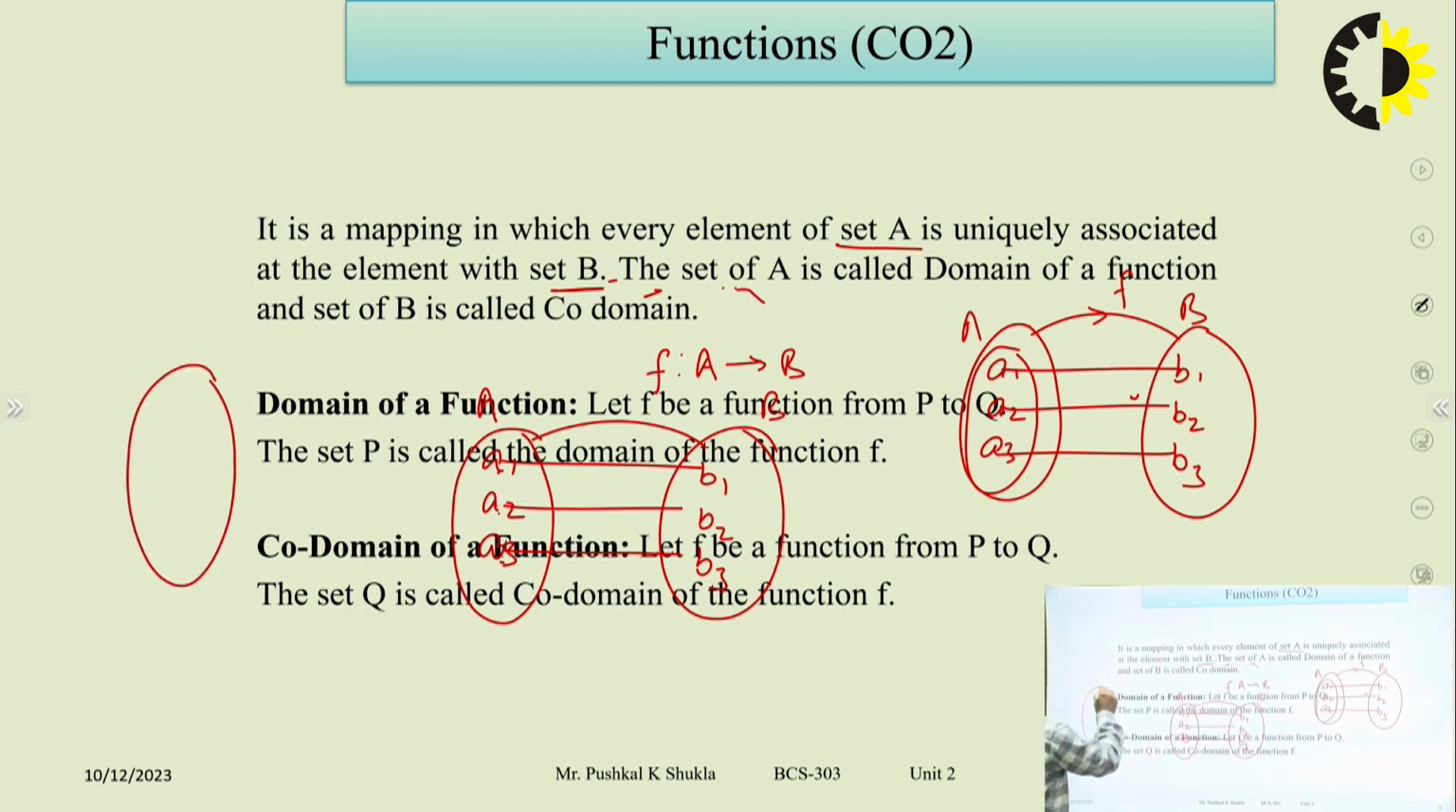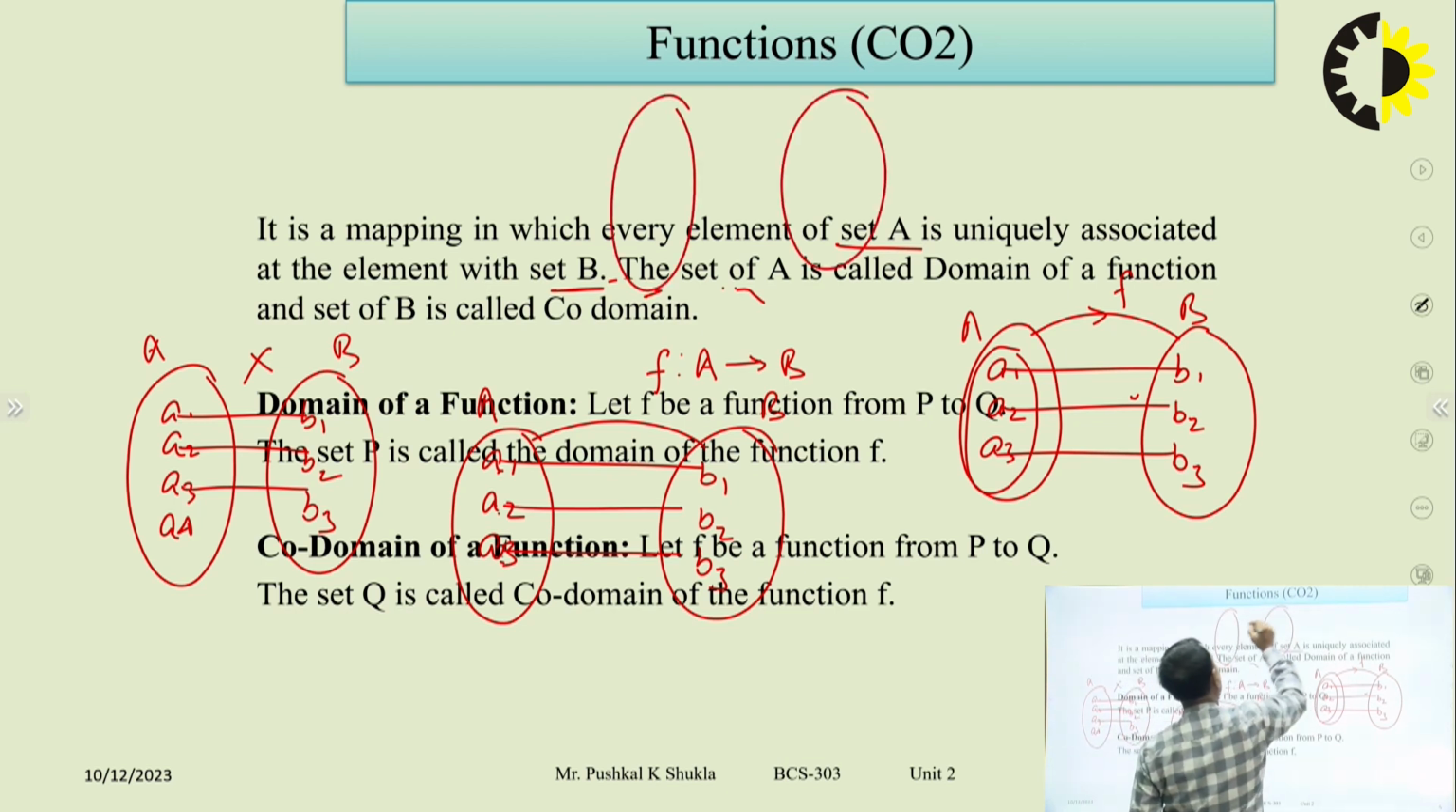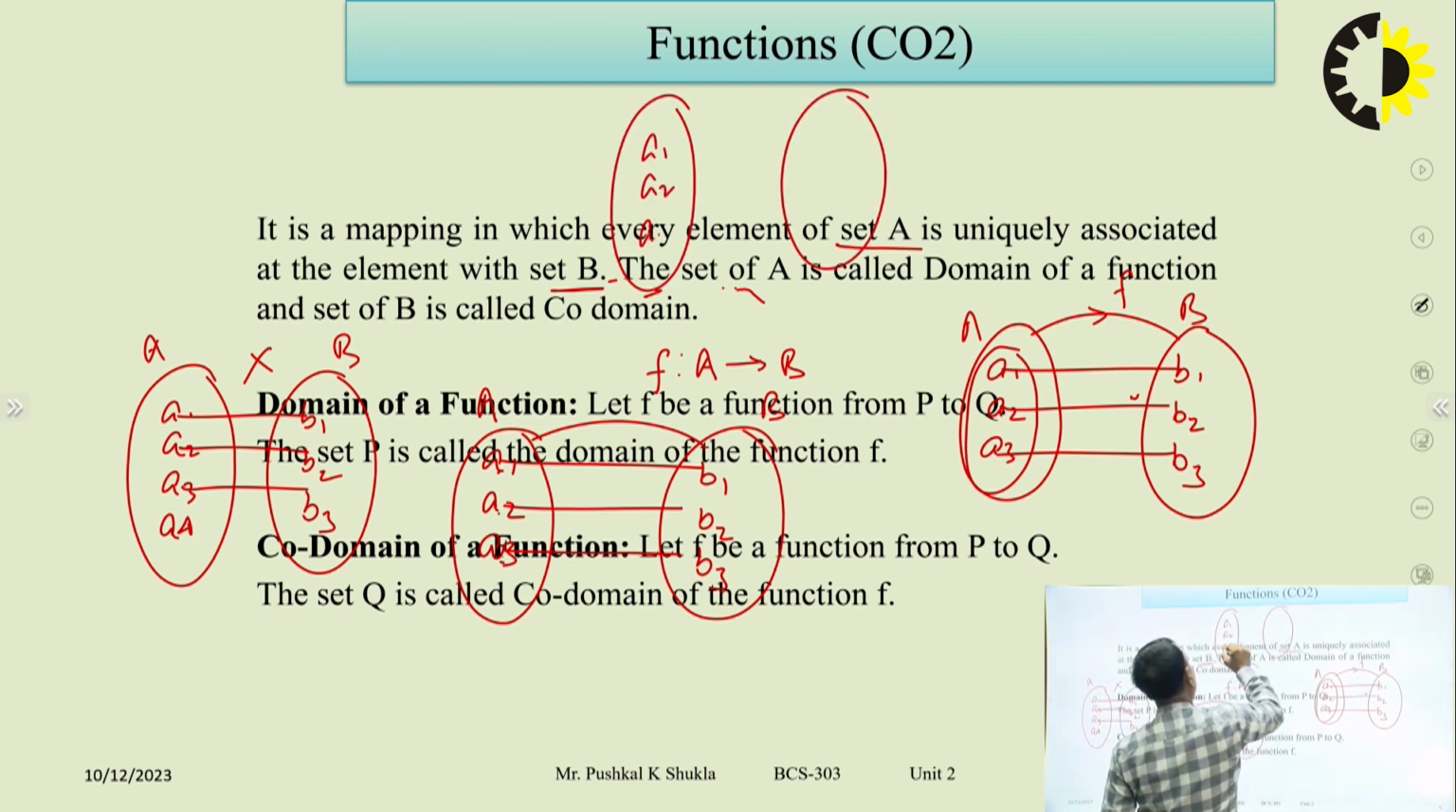Next example: A1, A2, A3, A4 and B1, B2, B3. This is not a function because all the elements of set A are not associated with elements of set B. So, this is not a function. This is also not a function: A1, A2, A3, B1, B2, B3.